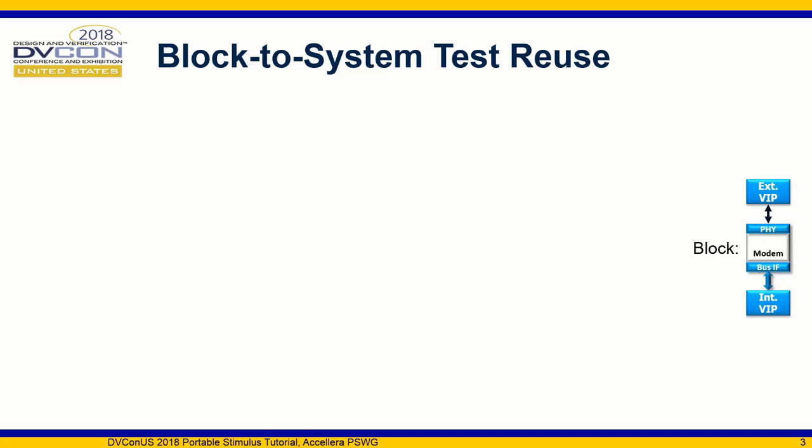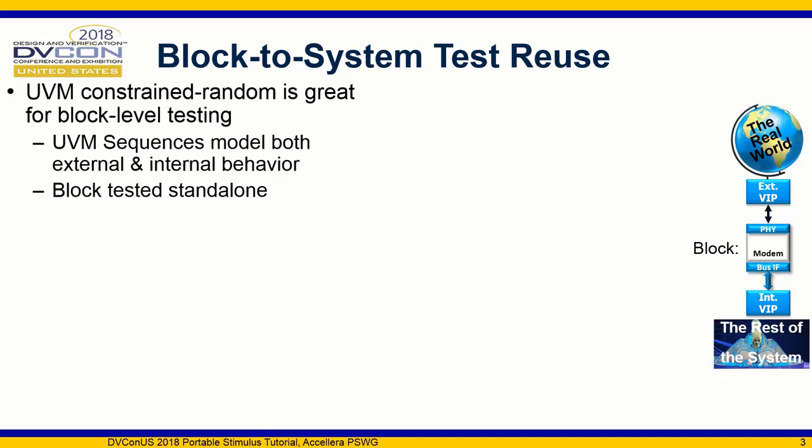So at the block level, we have a block, maybe it's a modem. We have a couple of pieces of VIP on each of the interfaces. So UVM is great for doing constrained random at the block level, right? Because we can control each interface, we can randomize things, we can make sure that we're going to uncover things we hadn't really thought about. And we have what I refer to as external stimulus, which is kind of modeling the real world, and we all know the real world is a messy place. And the other is the internal VIP, which is sort of the rest of the system.